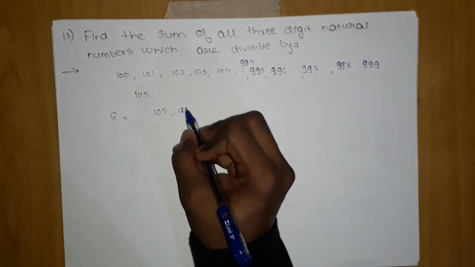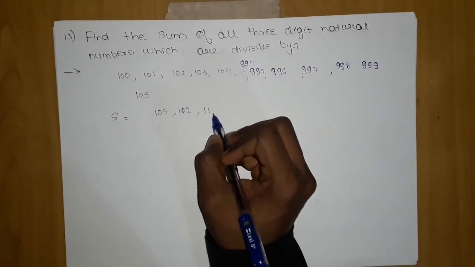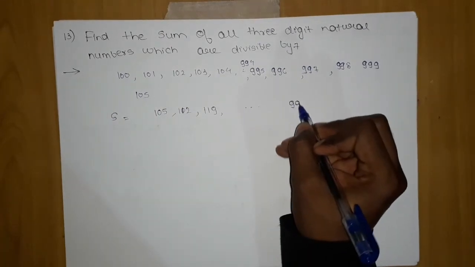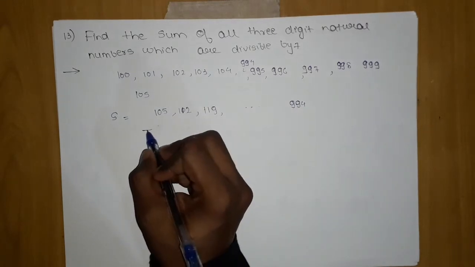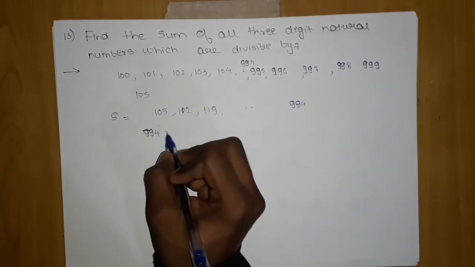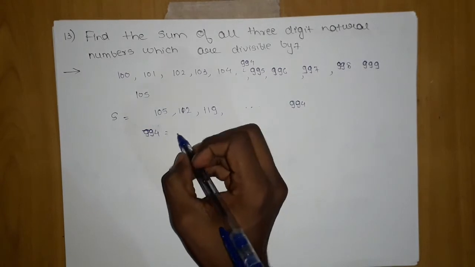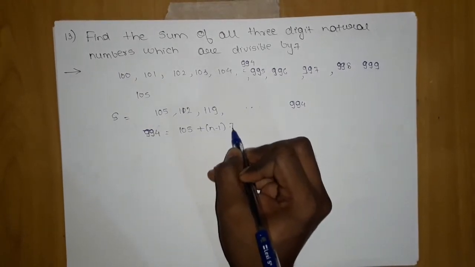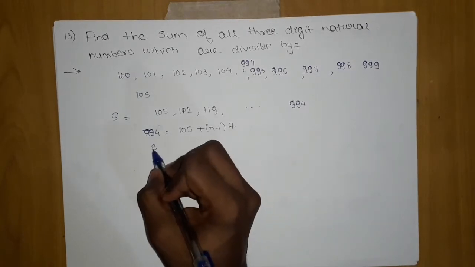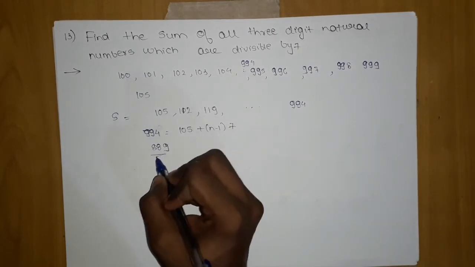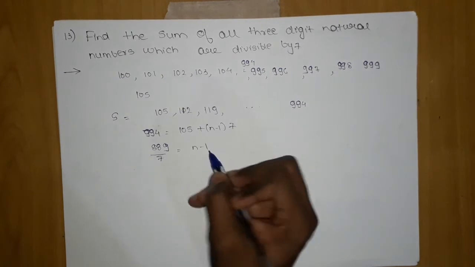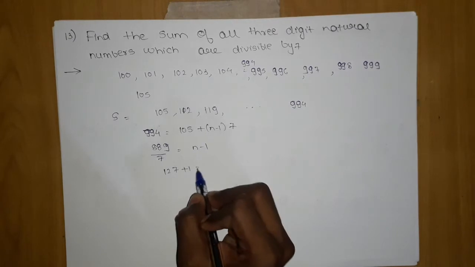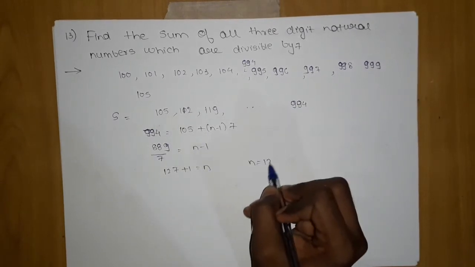Like that, 105, 112, 119, and moving on, the last number is 994. We know the last term, so we can get the number of terms in the sequence: 105 plus n minus 1 into d, where d is 7. If I subtract, I get 889 upon 7, which is n minus 1. If I divide this, I get 127. 127 plus 1 gives me n, so n is equal to 128.